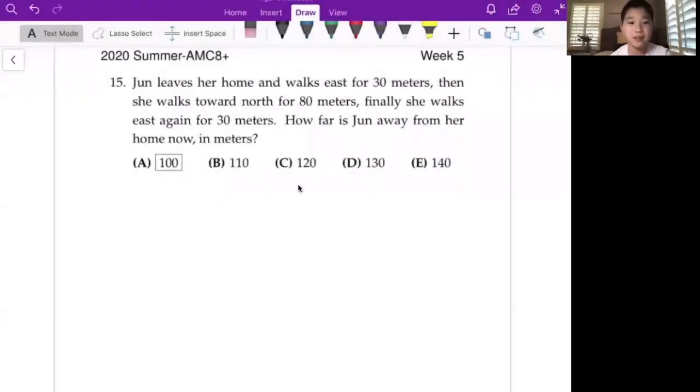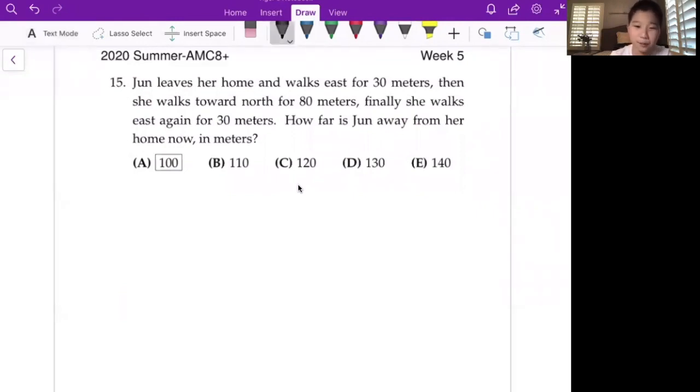Problem 15. Jun leaves her home and walks east for 30 meters. Then she walks north for 80 meters. Finally, she walks east again for 30 meters. How far is Jun away from her home now in meters?